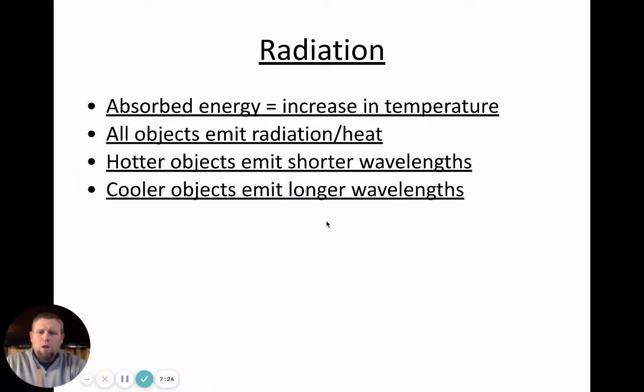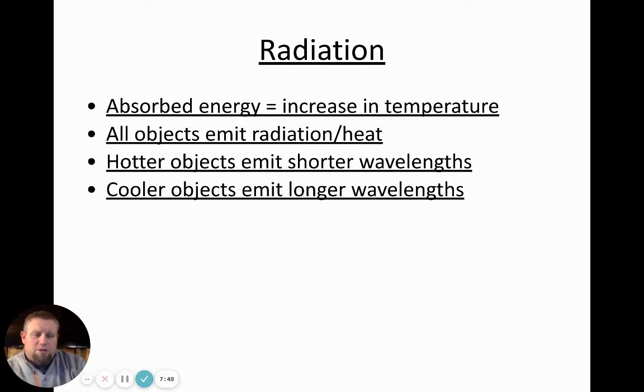Okay, so when we get into a little bit more detail here, we know that absorbed energy causes an increase in temperature. So when we talk about the sun beating down on the earth, the earth absorbs some of that sunlight energy, right? Which causes the earth to increase its temperature. The earth actually warms up as a result of that energy from the sun, okay?